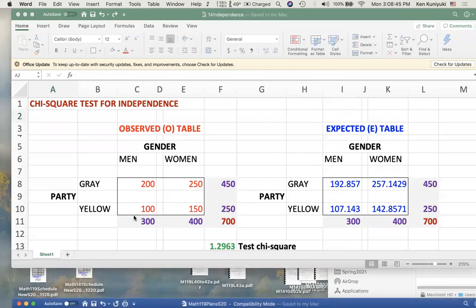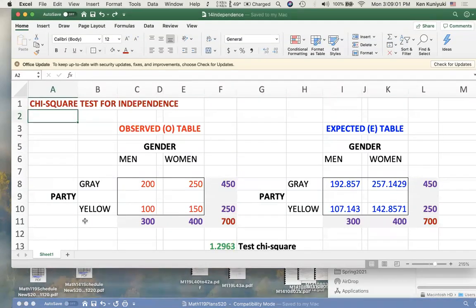So over here, let's say we take a poll of 700 voters. And let's say that each voter can either be a gray party member or a yellow party member. For the sake of convenience, let's say these are the only two possibilities, the only two values for this variable. Likewise, let's assume that there are only two genders, men and women among adults.